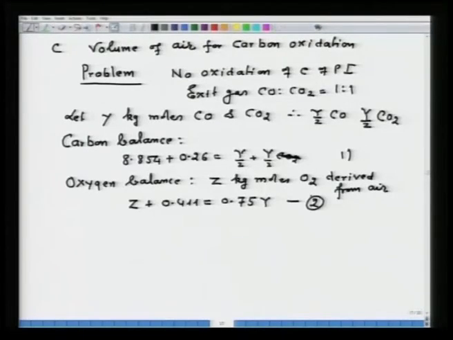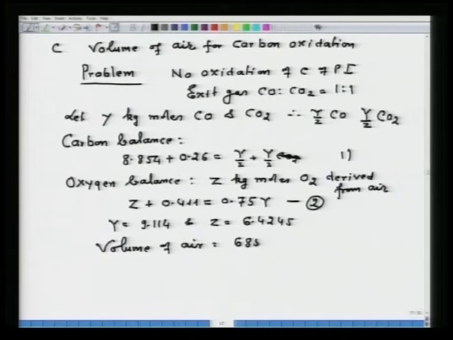Now, we can solve equations 1 and 2. By solving equations 1 and 2, I get y equal to 9.114 and Z equal to 6.4245 kg moles. So, I can immediately find out the volume of air: 6.4245 divided by 0.21 multiplied by 22.4 is equal to 685.3 meter cube. That is the answer for this particular problem.